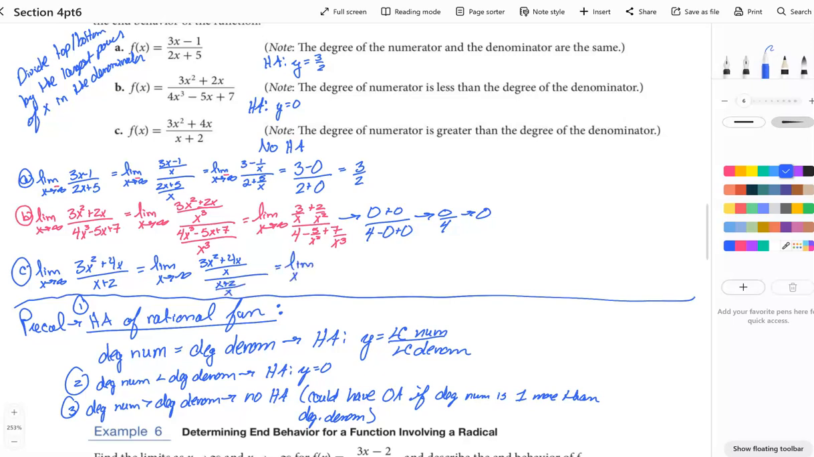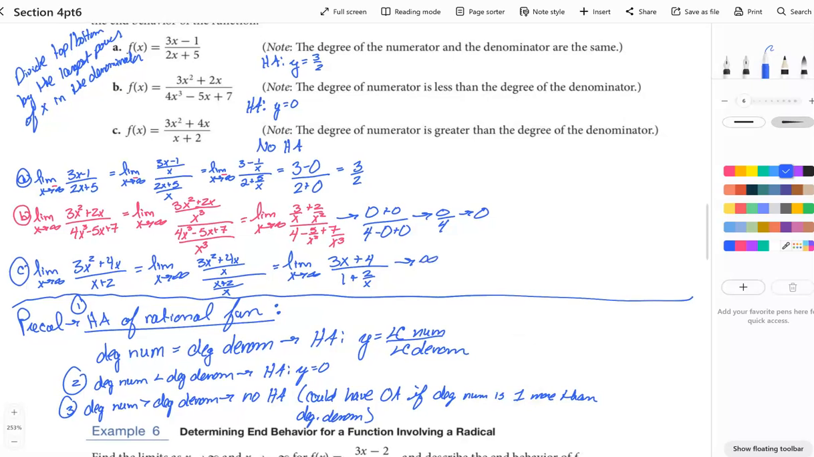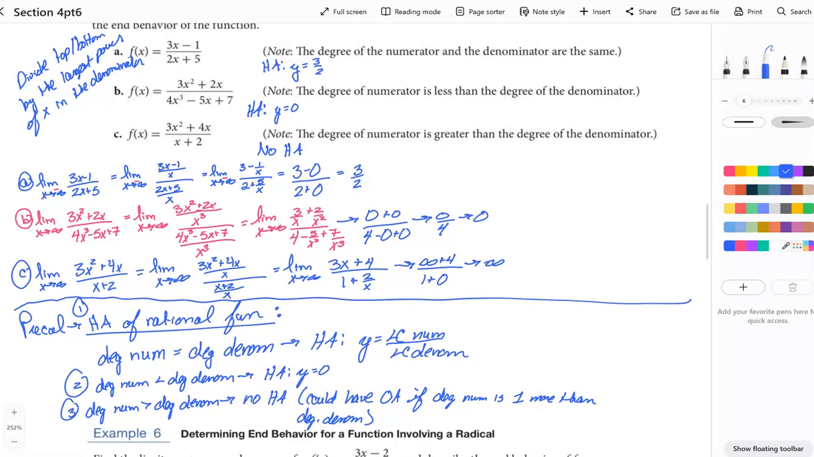So let's simplify this. I'm going to have 3x squared over x, which is 3x, plus 4x over x, which is 4. x over x is 1. 2 over x is 2 over x. So as we head to infinity, this guy is going to get really big. So adding 4 to it is not going to make a big difference at all. This is going to head to 0. So I'm going to have infinity over 1, which is going to head to infinity. So as x gets larger and larger, this is going to head to infinity.